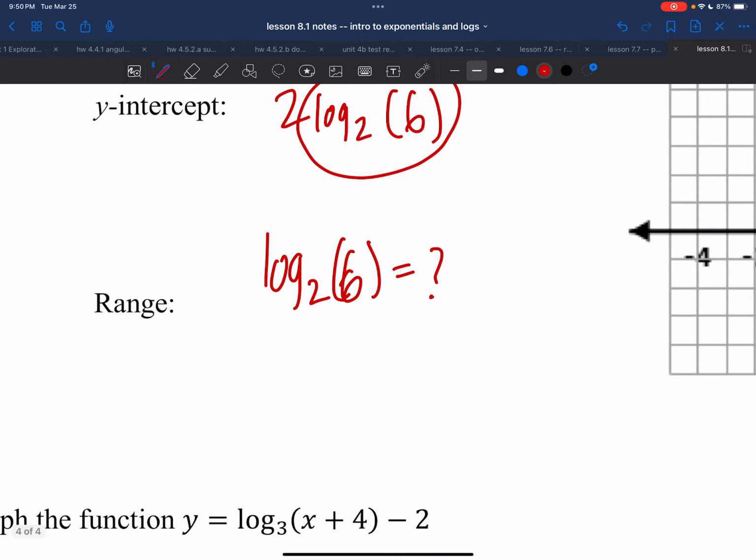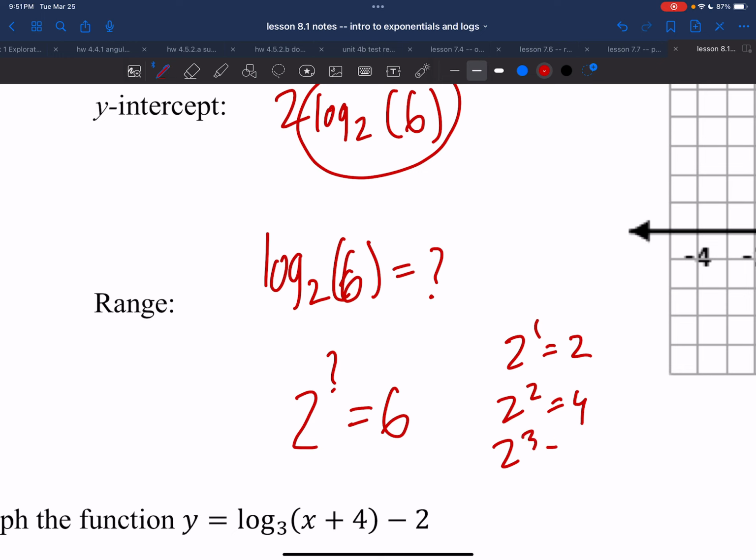This, as an exponential form, is saying 2 to what power is 6. And the problem is, I don't know that. The answer is log base 2 of 6. That's the answer. I don't know this because 2 to the 1 is 2, 2 squared is 4, 2 cubed is 8. Well, 6 is between 4 and 8, so it's got to be 2 point something, right?